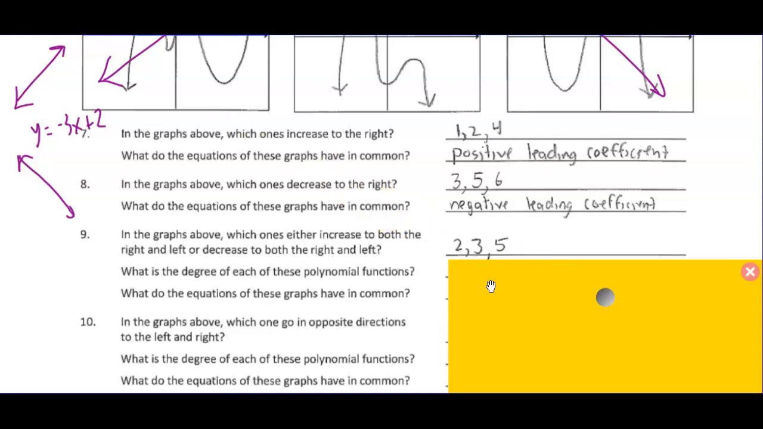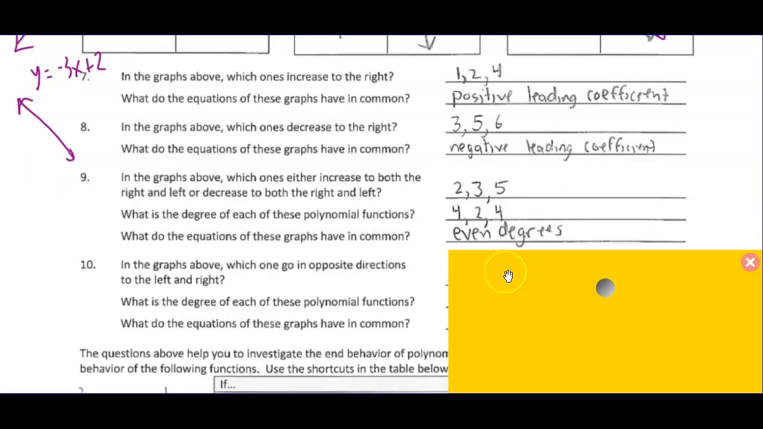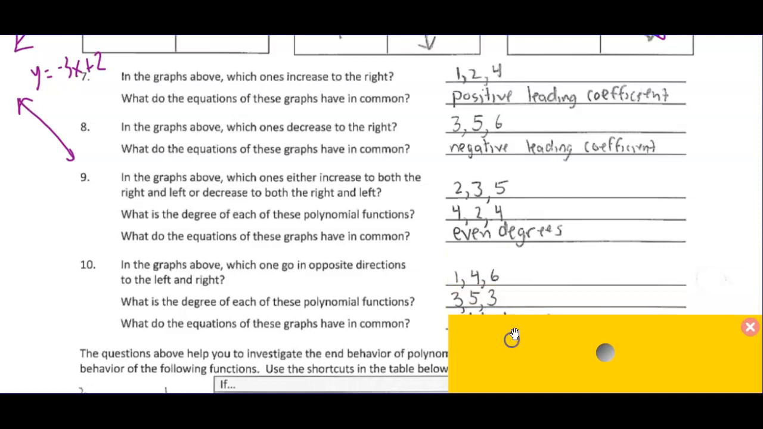What this is getting at is if you look at the left side of the grid and the right side of the grid, are those arrows both going up or are they both going down? Numbers 2, 3, and 5 do that. And those are all going to have even degrees. They're all fourth degree or second degree. So whenever it's an even power in front, your starting points and your ending points are both going to be pointing the same direction, either up, up, or down, down. And the ones that go in opposite directions are the others. The numbers 1, 4, and 6, those are your odd degrees.